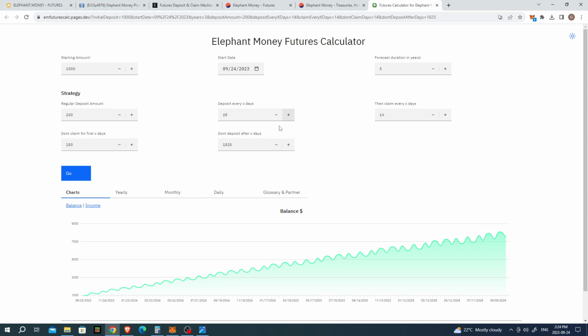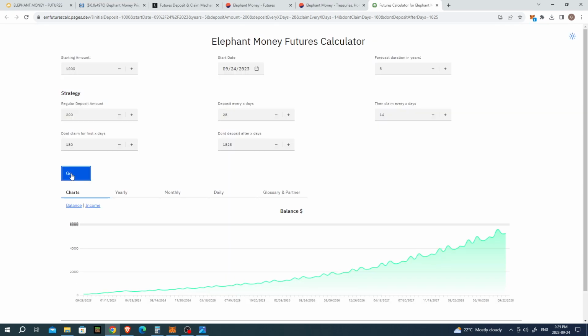So let's do a quick calculator here. I don't want to take up too much more time, but if you put in $1,000, say, to start, your $200 regular deposit amounts, if you do that every month, they're called 28 days, just for a 4-week payment cycle. If you don't claim anything for 180 days here, and you don't deposit after, we call it 5 years, and you could do it on a shorter time frame or longer time frame, but after this initial 180 days, you're going to claim every 2 weeks.